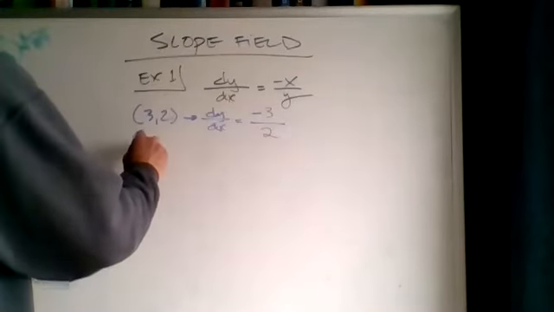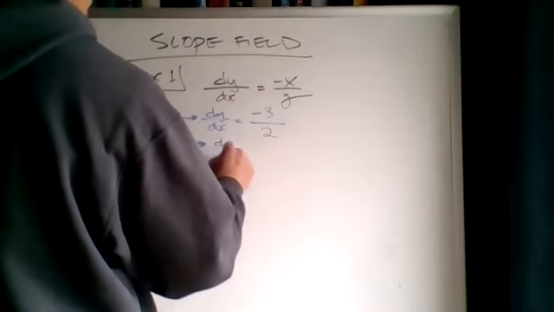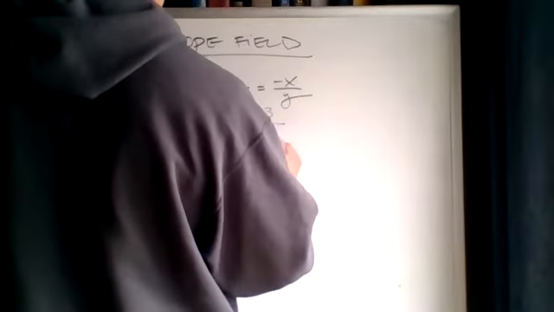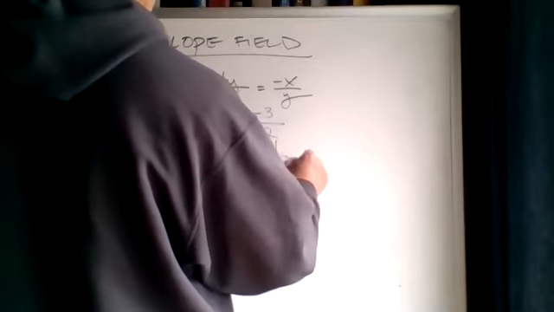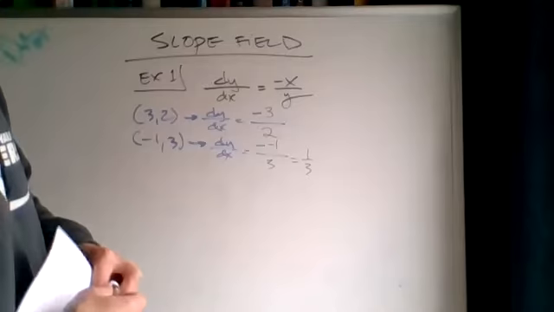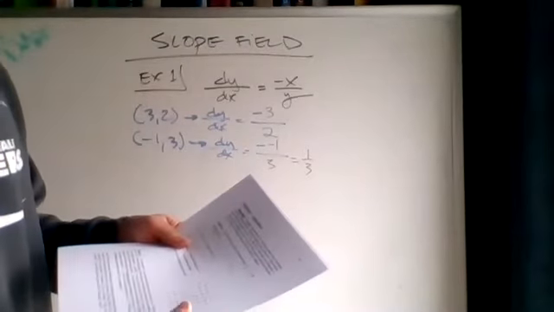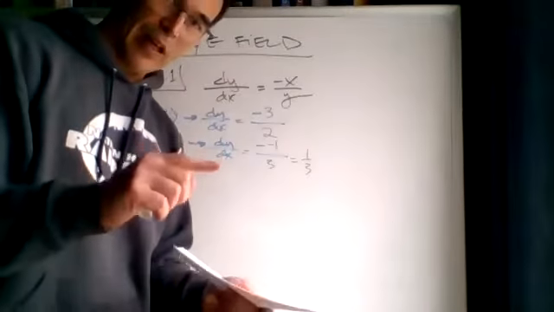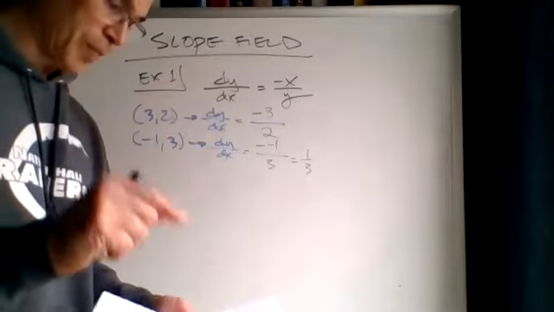The slope at negative 1, 3. So negative 1 goes on top, 3 on the bottom. So this would be 1/3. Okay. So you just plug those values in and you get your slope value. Okay. If the solution curve goes through that point, that would be the slope of the solution curve, okay?